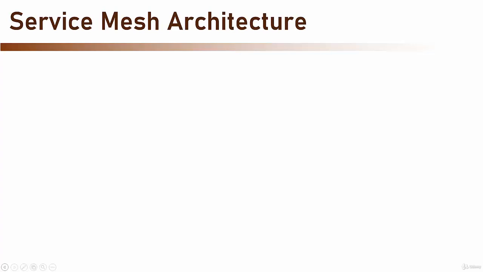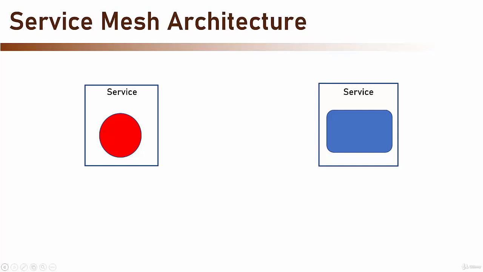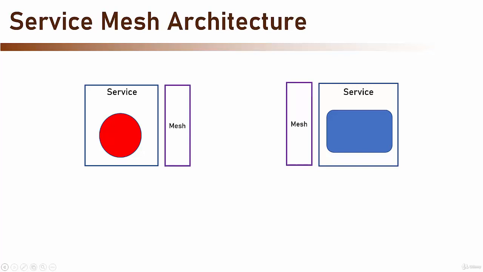To better understand how service mesh works, let's look at its architecture. So let's look at typical services which need to communicate with each other. We place two service mesh components near each one of them so that these components will handle all the communication aspects. Now, in the service mesh terminology, these components are called data plane.